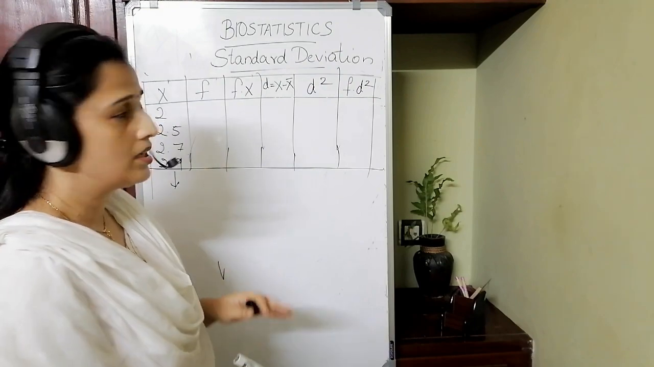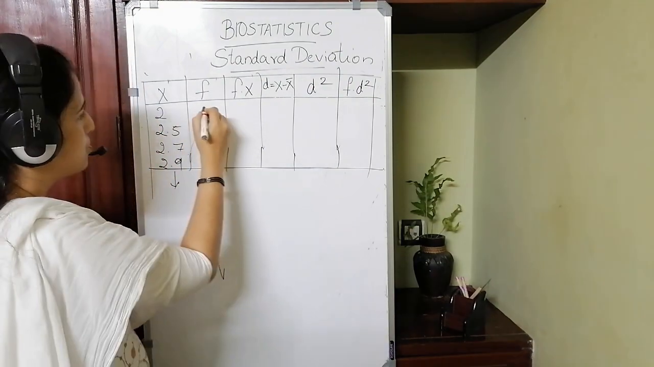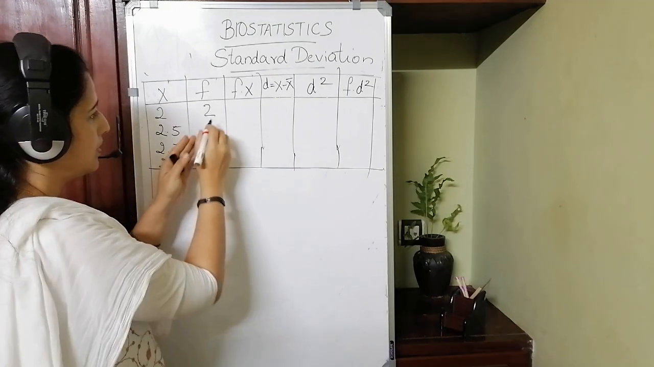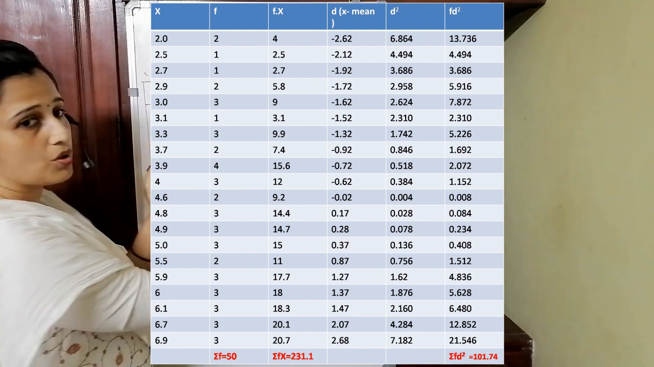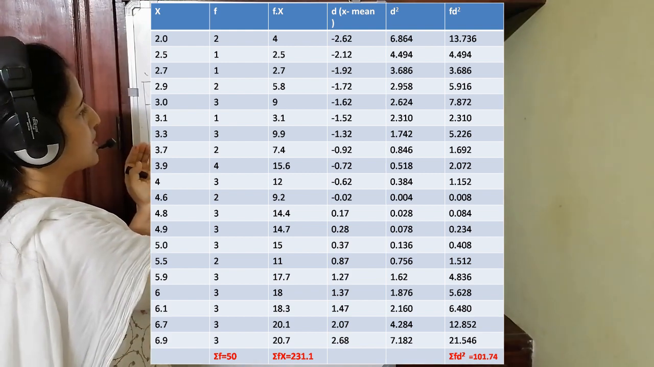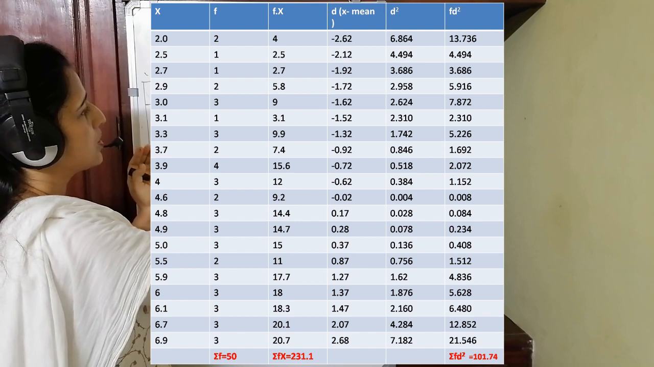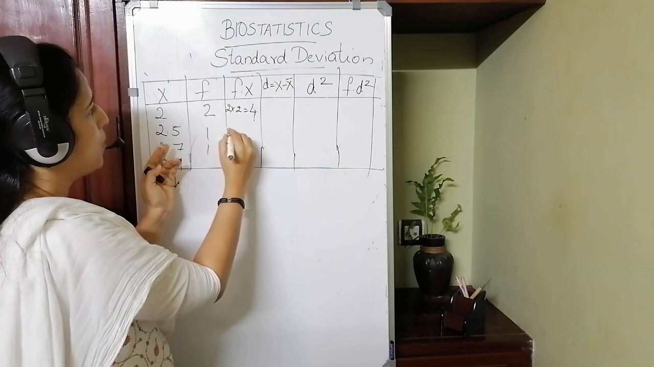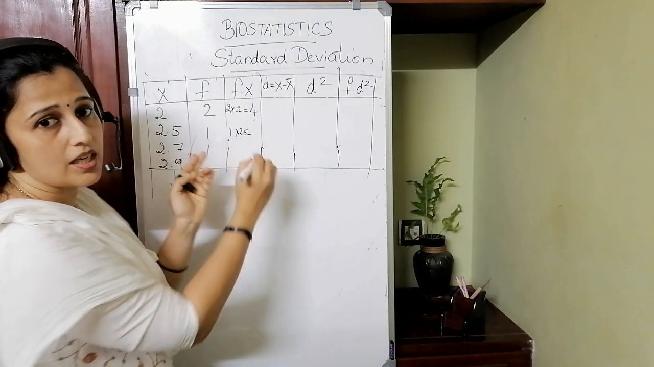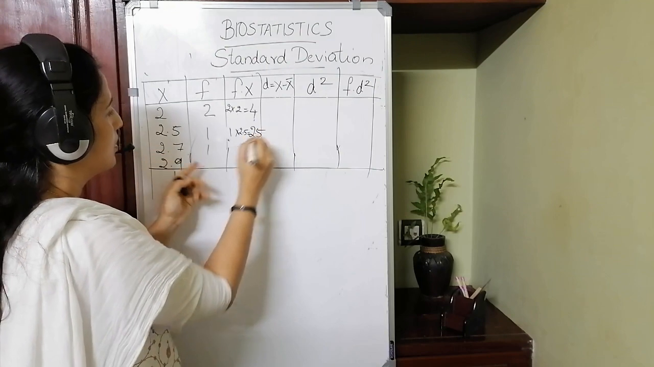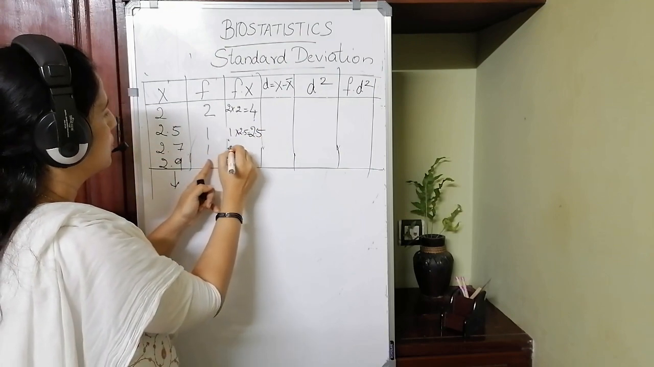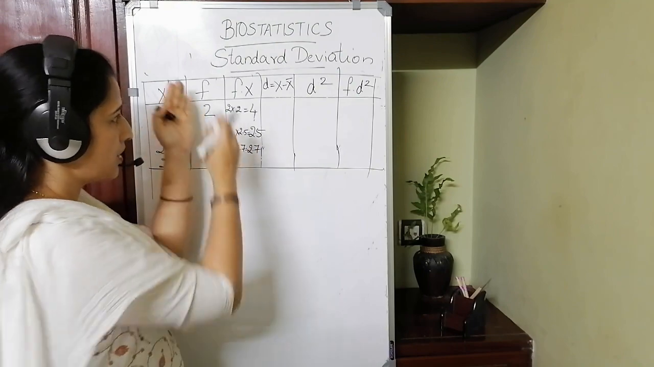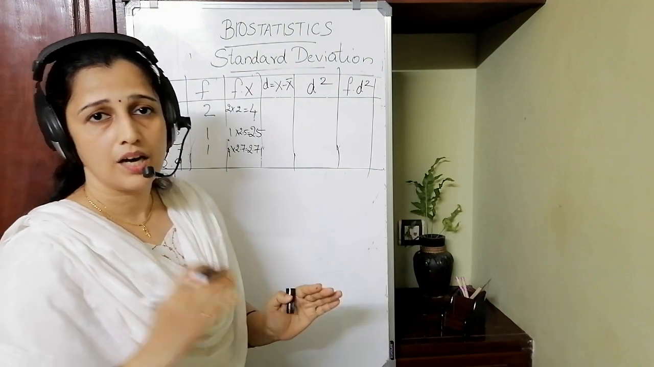You have to complete this table, and the frequencies are 2, 1, 1. The next step is F into X, so you have to multiply. F into X means 2 into 2, that's equal to 4. Here F is 1 into 2.5, that is equal to 2.5. Here F is 1 into 2.7, that's equal to 2.7. You can complete this FX column.